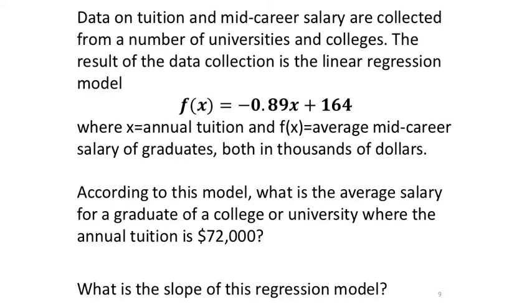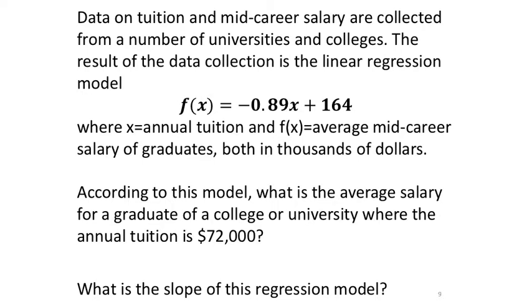So when we see a number, we need to remember to put that in thousands. So this 164 right here, it's already in thousands. And even the negative 0.89, that comparison of rise to run would be in thousands of dollars, wherever it goes. And hopefully you know where it goes, but we'll see. According to this model, what is the average salary for a graduate of a college or university where the annual tuition is $72,000?